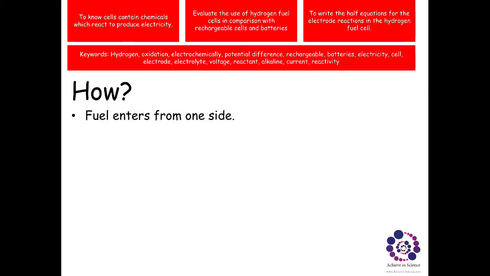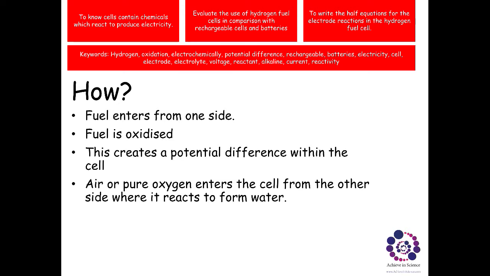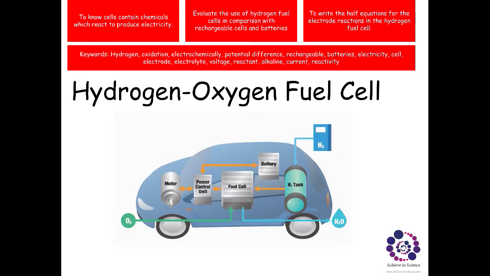Well, first of all, fuel needs to enter from one side. It is then oxidized. This creates a potential difference within the cell. And then air or pure oxygen enters the cell from the other side where it reacts to form water. This is an example of a hydrogen-oxygen fuel cell.